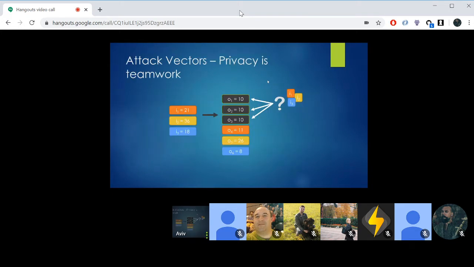So we're going to briefly talk about attack vectors and then jump into questions. So privacy is teamwork. What that means is that you are only as protected as the number of participants that are behaving in an anonymous way. If other participants fail to act in a way that preserves their own anonymity, your anonymity is hurt just by the fact that they have revealed themselves.